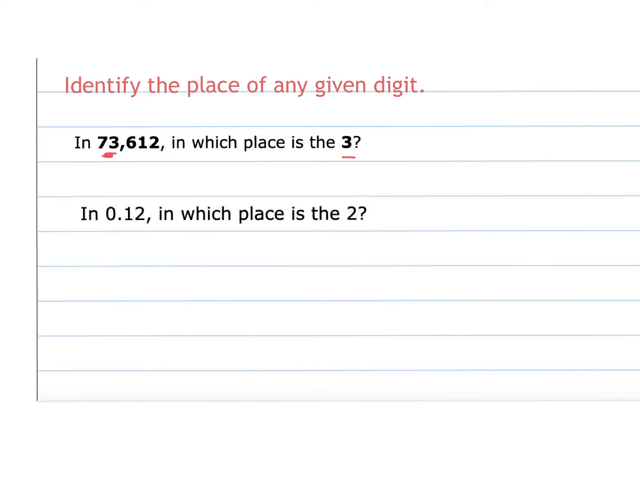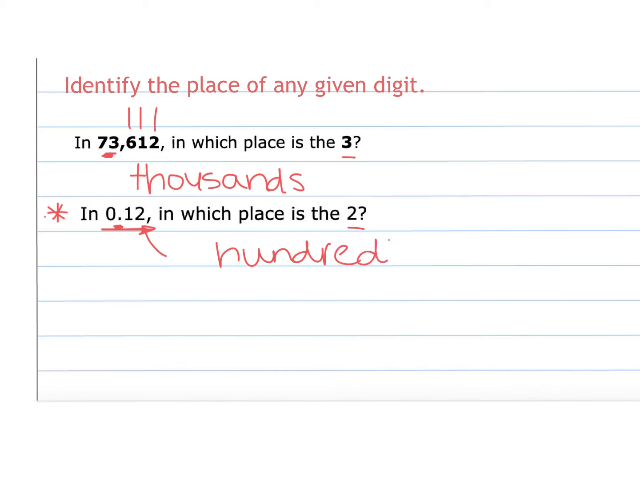And the place that the 3 is in is going to be, because we have ones, tens, hundreds, so that's going to be thousands. Remember to use your chart if you have it. I want you to do this problem really quick. Pause me, do it, and then come back and check your answer. So we have 12 hundredths. In which place is the 2? I can see the 2 is 2 after the decimal. So the 1 is tenths, which means the 2 is hundredths.